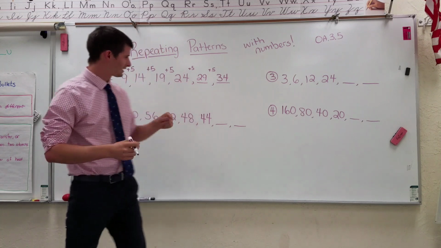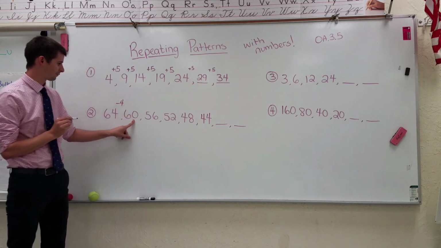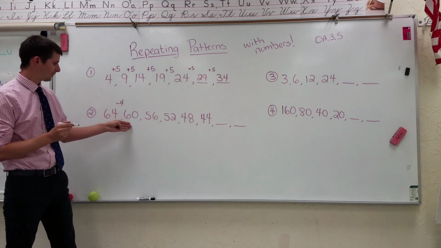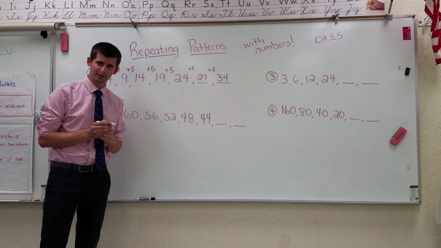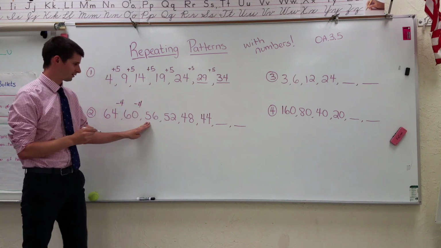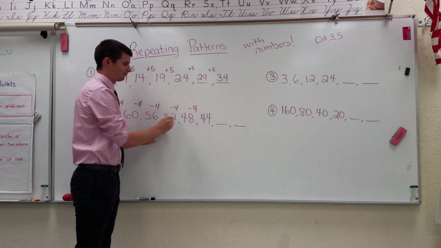So going from 64 to 60, well, I didn't divide 64, so I must be subtracting. So this one's easy because I have a 0 in my ones place value, so I know I'm subtracting 4. And now I just want to go through and make sure that every time I have a new number, it's 4 less than the number before. So 64 to 56, that would be minus 4, I'm subtracting 4.